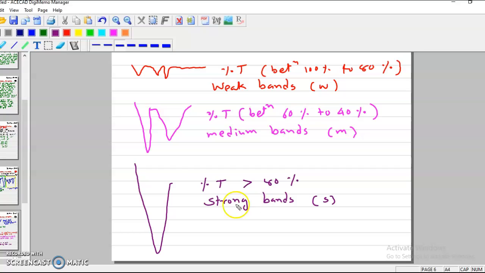So this is about IR spectra. That's it in this lecture. Thank you so much.